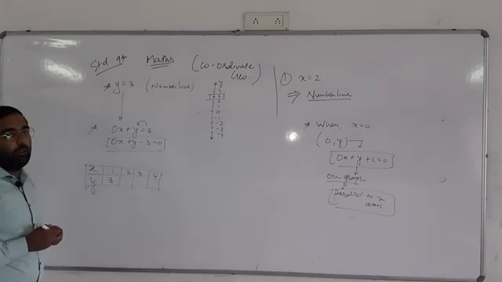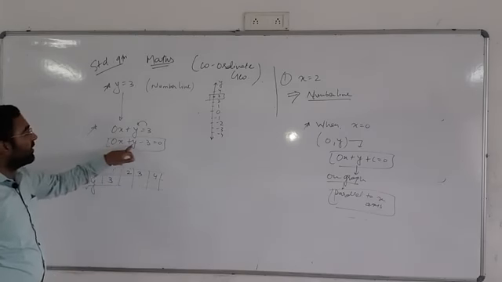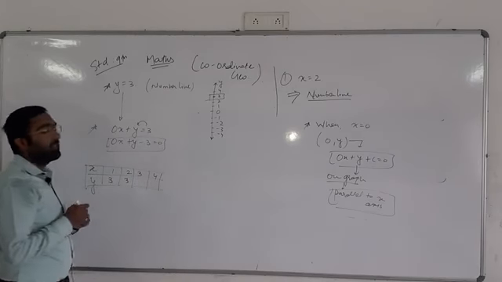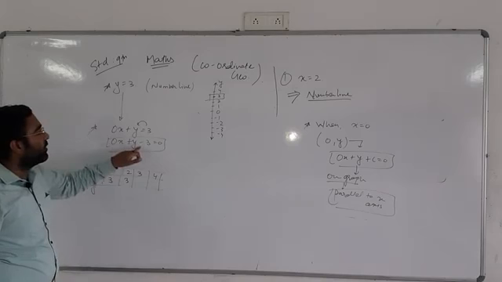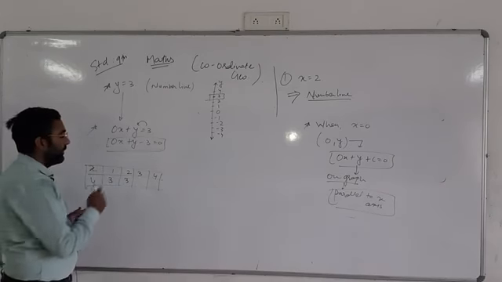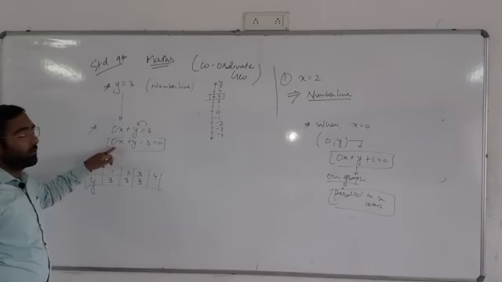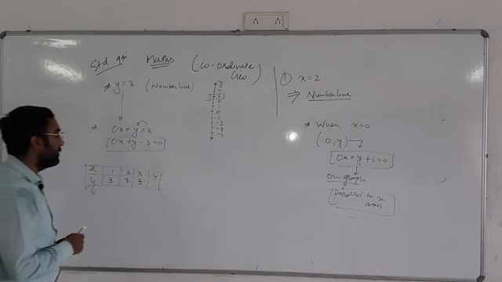When I take x equal to 2, 2 into 0 is 0, therefore also y equal to 3. When I take x equal to 3, 3 into 0 is 0, and also y equal to 3. And when I take x equal to 0, 0 into 4 is 0 also, therefore also y equal to 3.